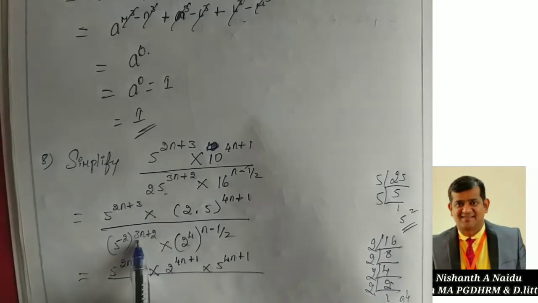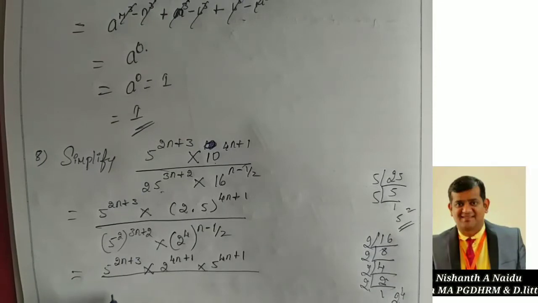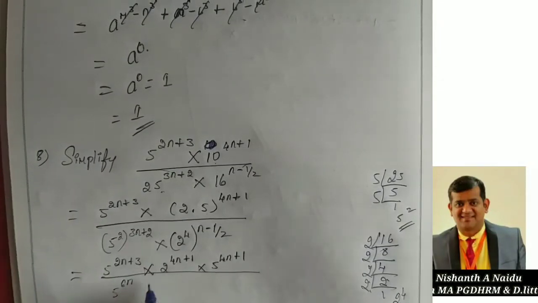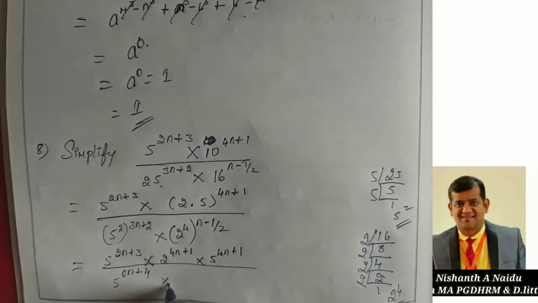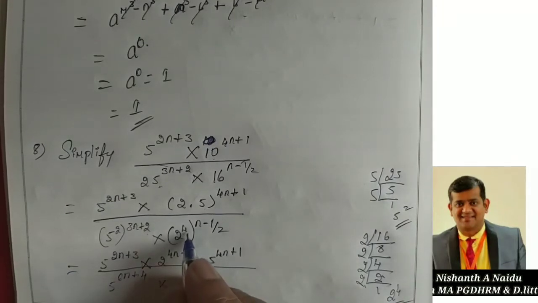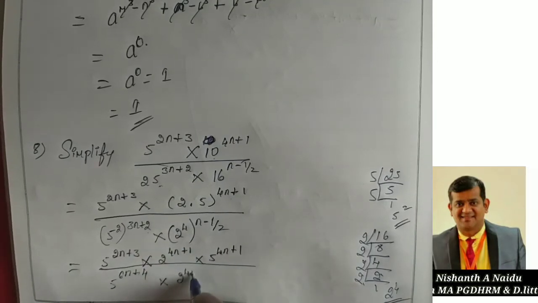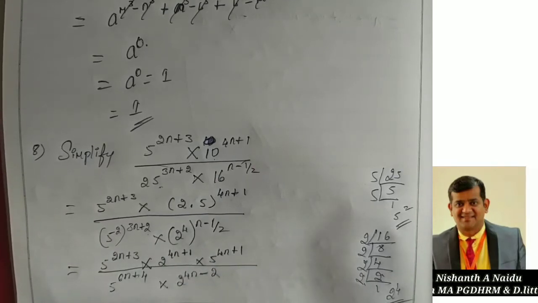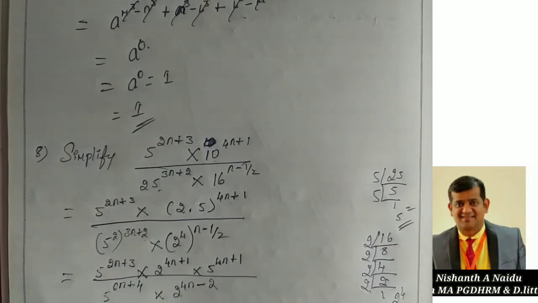2 3s are 6, correct? 2 3s are 6. So 5 to the power 6n plus 2 2s are 4, into 2 to the power 4n. If you multiply, 4n's are 4n. So 2 to the power 4n minus 4, into half 2 minus 2. Understood? So now this is the simplified version of that.